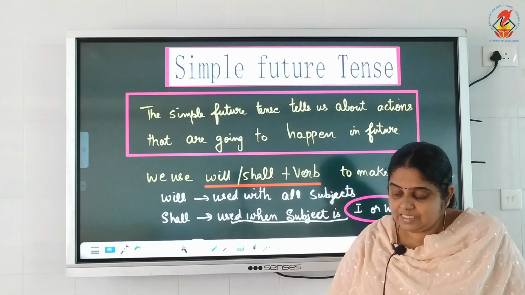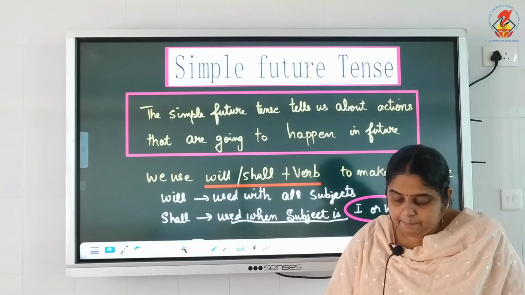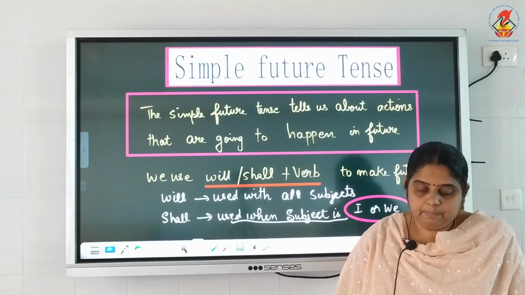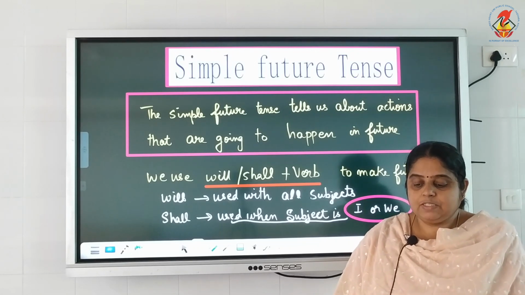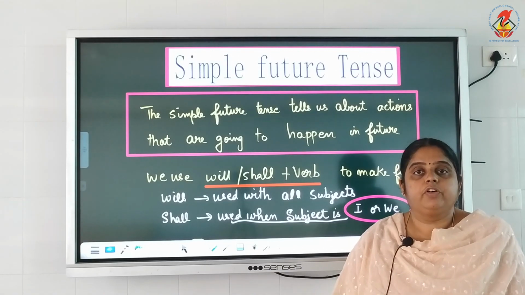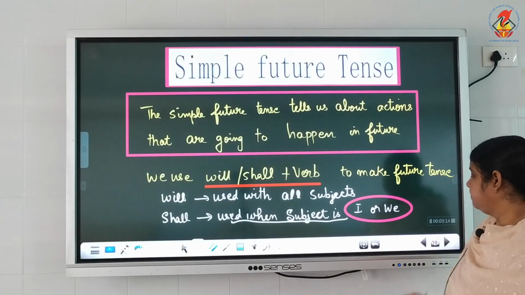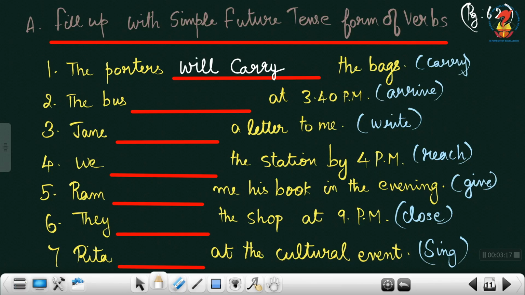I hope we can start with exercise 1 in page number 62. In page number 62 you have an exercise to fill in the blanks with simple future form of the verbs. You have to use the simple future form of the verbs. In the brackets what is given is the verbs. Original form of the verb is given. We have to change to simple future tense by adding will or shall to these.